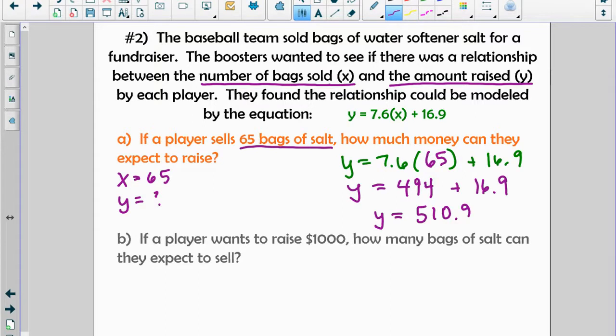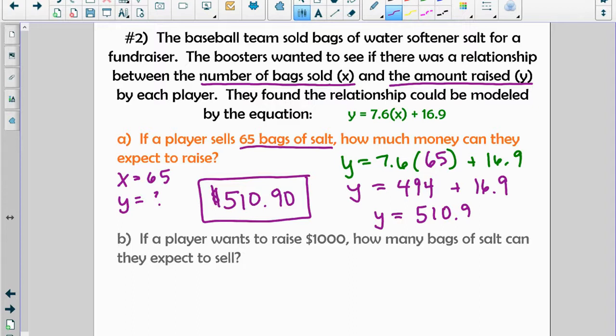But we need to make sure that we're answering the question. It said, if a player sells 65 bags of salt, how much money can they expect to raise? So our answer here needs to be written in terms of money, like dollars and cents. So I would actually want to say that yes, it's $510, but then because there's a 9 after the decimal point, that's not 9 cents, it's 90 cents. So that player would expect to raise about $510.90 if they sold 65 bags of salt. Again, that's just based on the trend that we got from our regression equation.